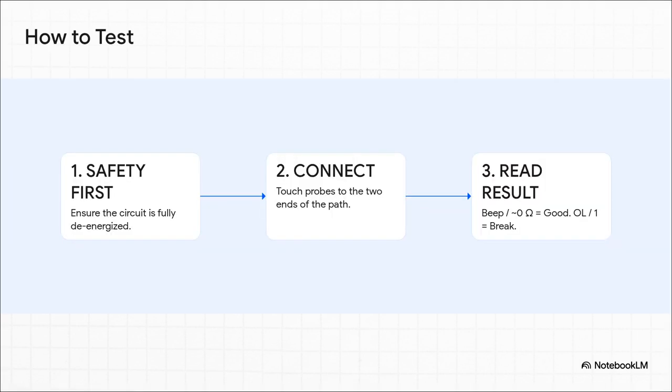So how do you actually do one of these tests? It's really just 3 steps. Step 1, and this is the big one, it is absolutely non-negotiable for safety. You have to make sure the power is completely off. You can't test a live circuit. Step 2, you just touch the tester's probes to each end of the wire or path you're checking. And step 3, you get your result. If you hear a beep, you've got a good, complete path. If the screen says OL, which just stands for open loop, or sometimes just the number 1, that means you found a break in the line.